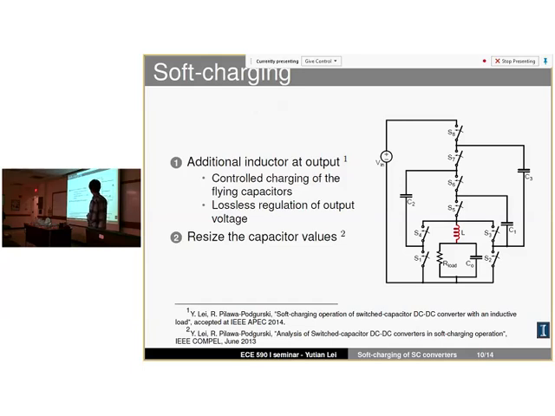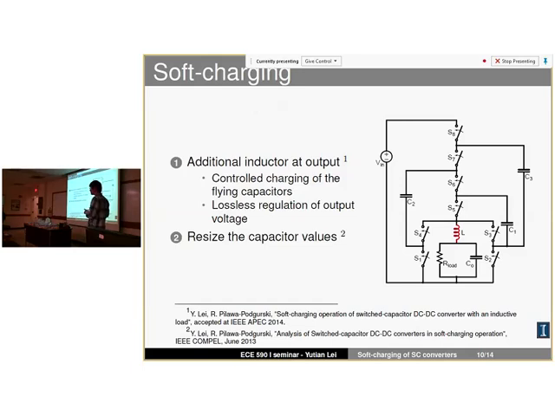So this is just a Dixon's. There are so many different kinds of switch capacitor topologies, just one of them. This is called the Dixon switch capacitor. And what we did was just add a single small inductor there. This inductor serves two purposes. The first is that it controls the charging process of all these capacitors.